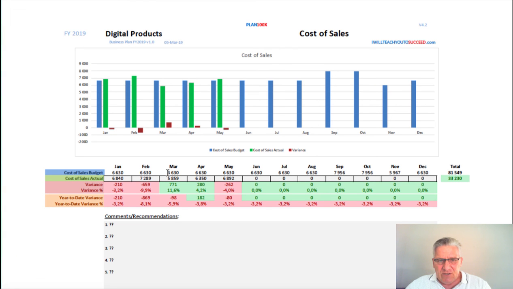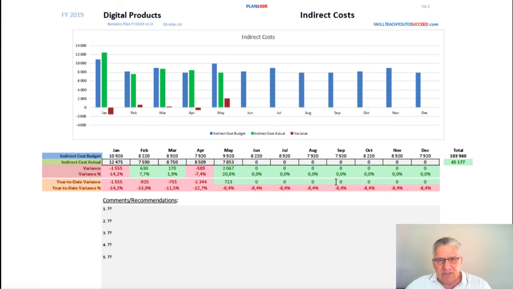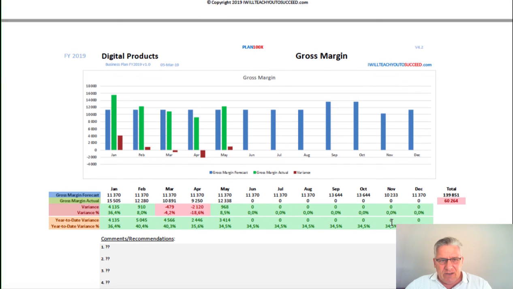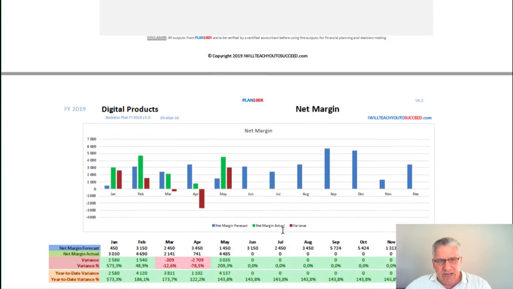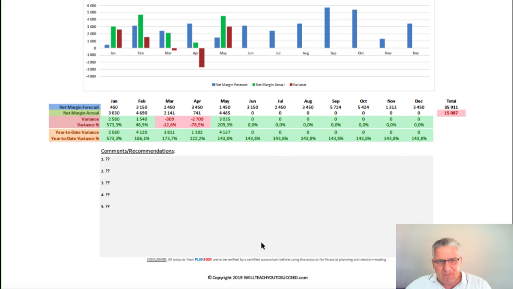Here we're putting in the actuals, as I said earlier. The indirect costs, again, putting in the actuals. And so we end up with gross margin, and that is looking good. We had 2 little dips below the line, but all in all, we're 34.5% year to date above, and that's looking great. So net margin, again, 143.8% higher than expected. So that's really fantastic in terms of what we've done in achievement, sales achievement, cost achievement versus what was planned.